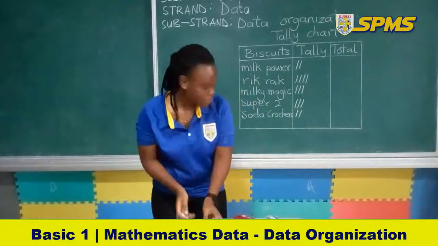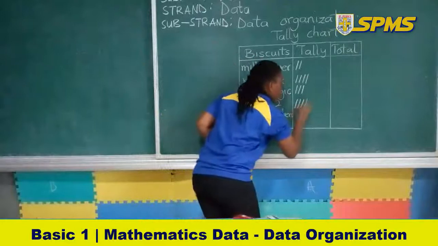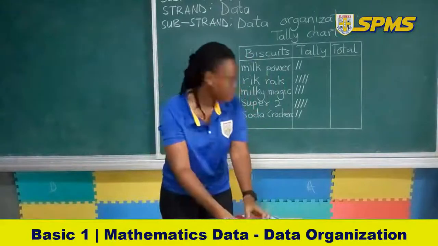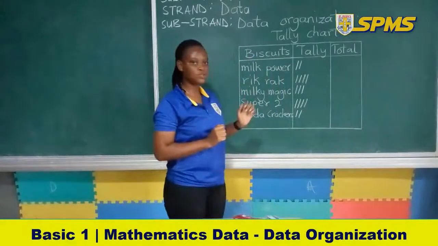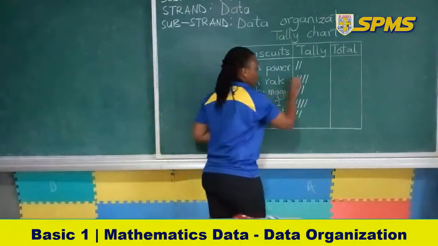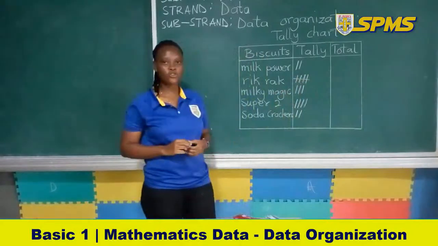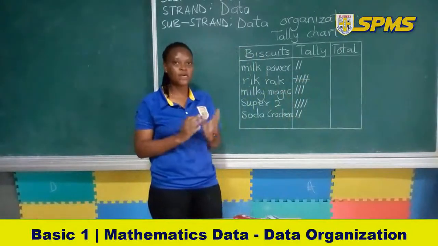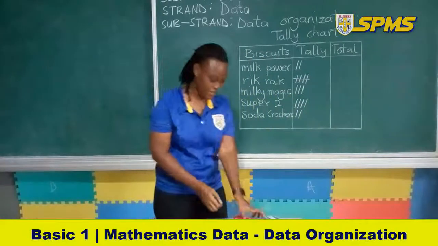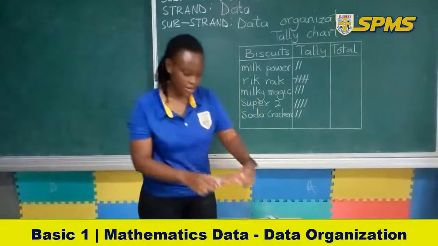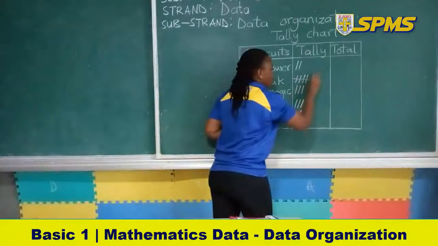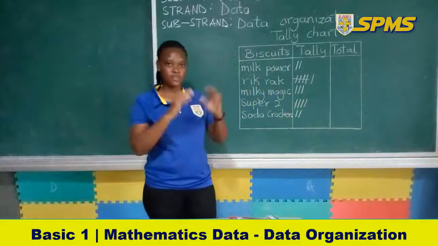Super 2. Stroke here. Another Rick Rack. What do we do to the 5th stroke? Good. We cut across the 4 strokes with the 5th stroke to make it a bundle of 5. Great. The next one, the Rick Rack. So the 6th stroke will be separated from the bundle.